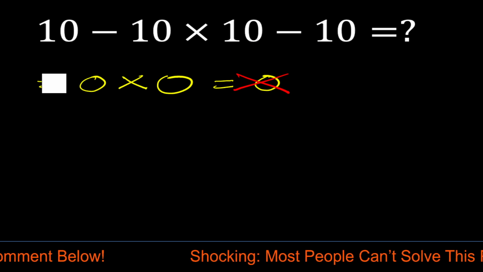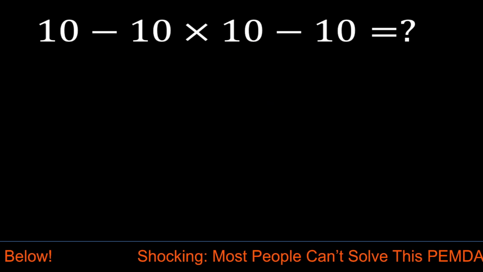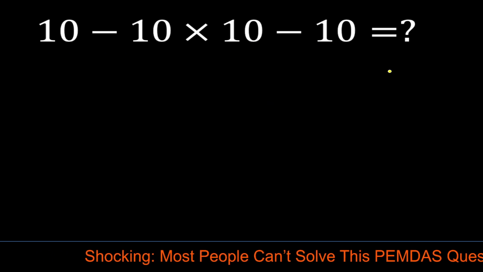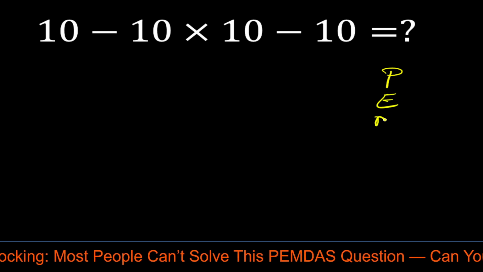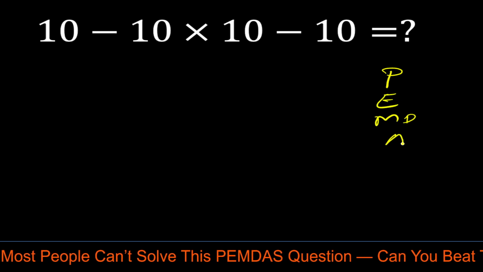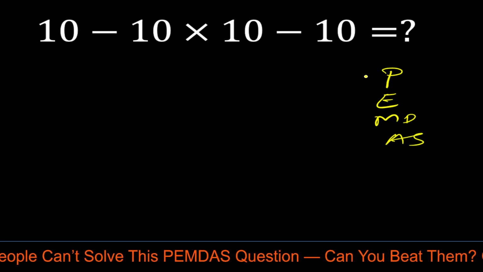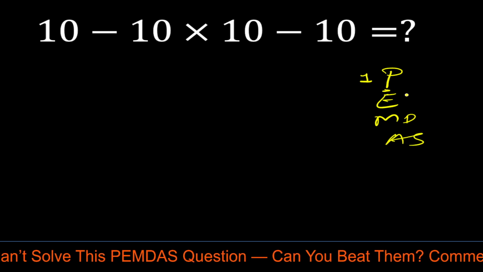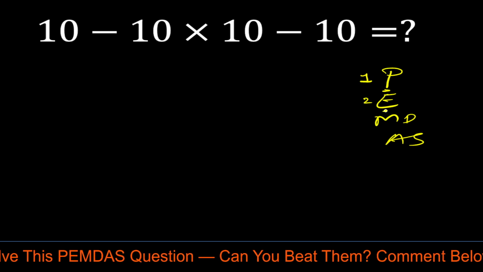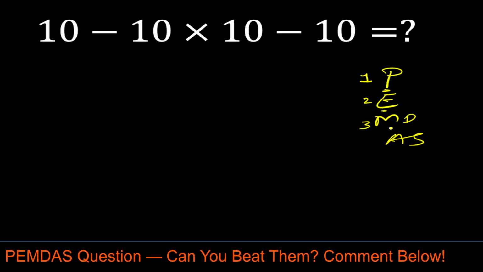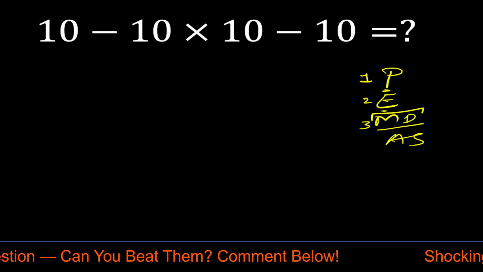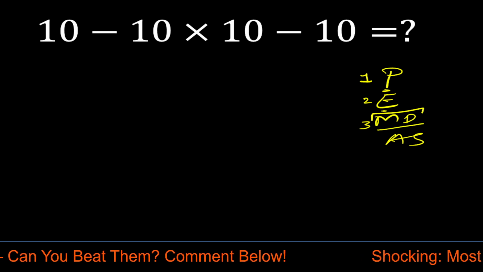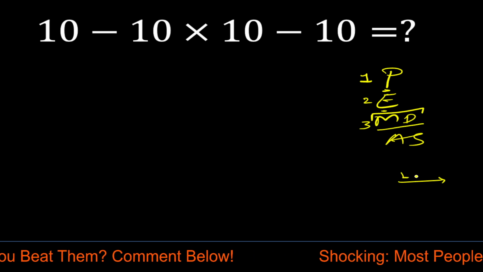Now let's solve this problem correctly by using the PEMDAS rule, right? So PEMDAS, P-E-M-D-A-S. According to the PEMDAS rule, first priority is parentheses, then second priority is exponents, then third priority is multiplication and division. Here multiplication and division both have equal priority, so we have to solve it from left to right.